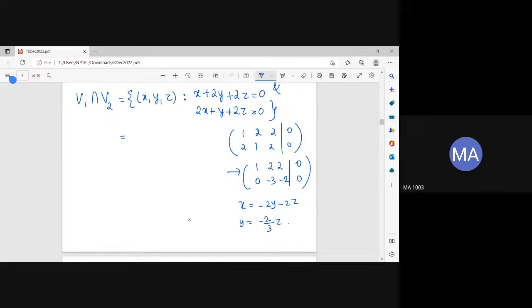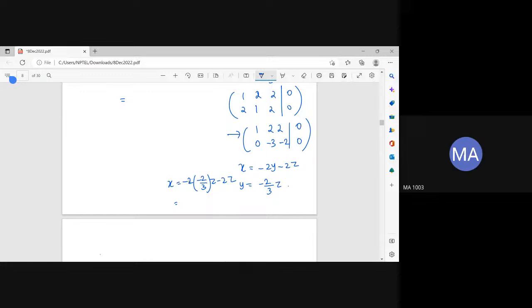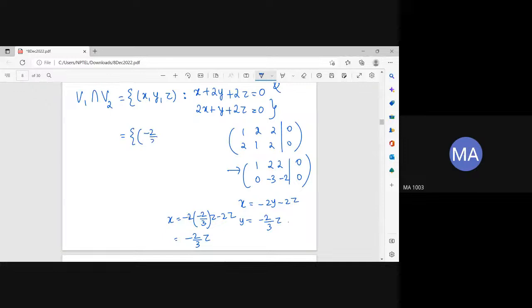Minus 2 into minus 2 by 3z minus 2z. So that's 4 by 3 minus 2, minus 2 by 3z. Right? So I'll get the set of all minus 2 by 3, minus 2 by 3, 1 times z, z can be anything. So this is the span of minus 2 by 3, minus 2 by 3, 1.